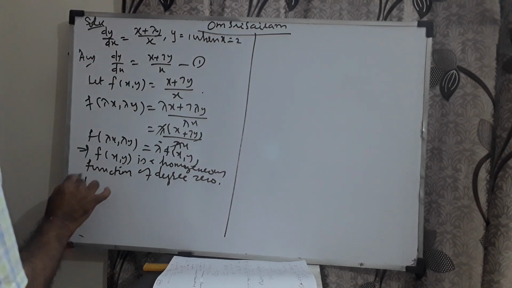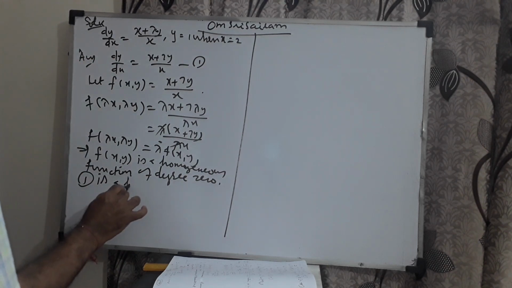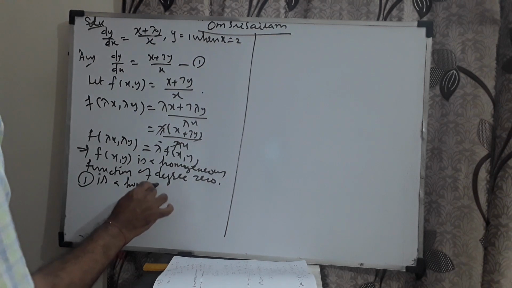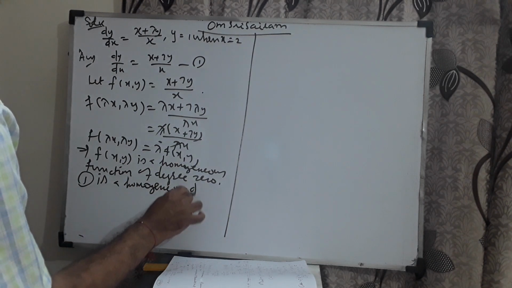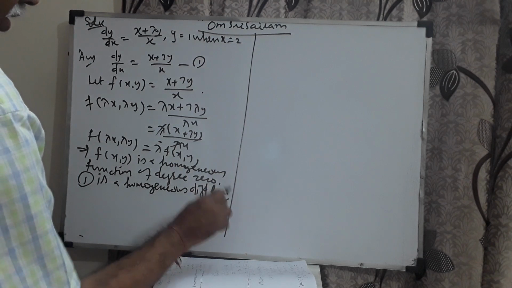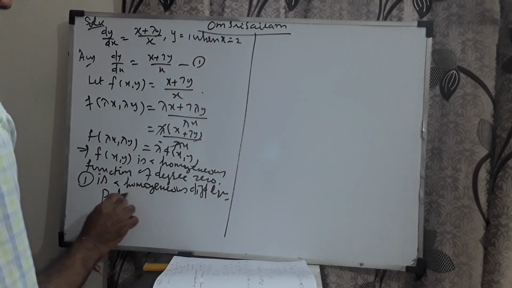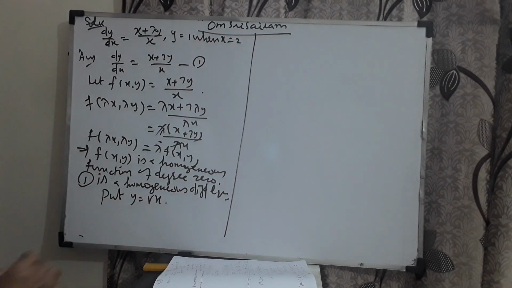In such cases, 1 is a homogeneous differential equation. This is the meaning. If you are given dy by dx equal to some f of x comma y which is homogeneous, I'll use the substitution y is equal to vx. If it is of the form dx by dy equal to some homogeneous function on the right hand side, I put x equal to vy. Remember carefully.